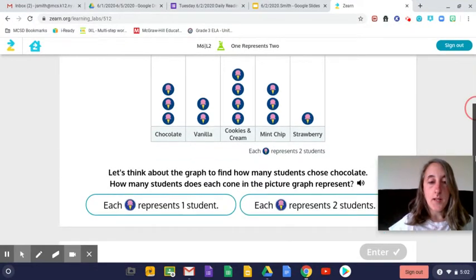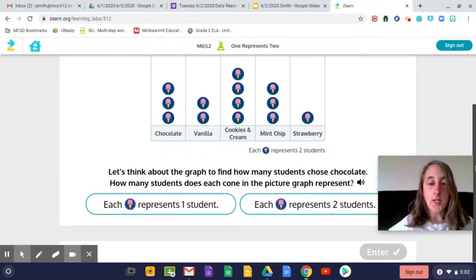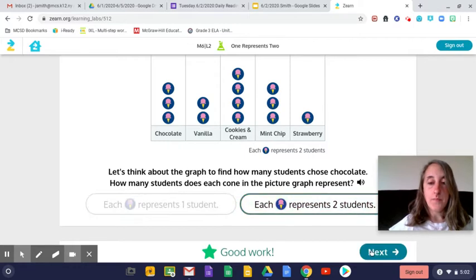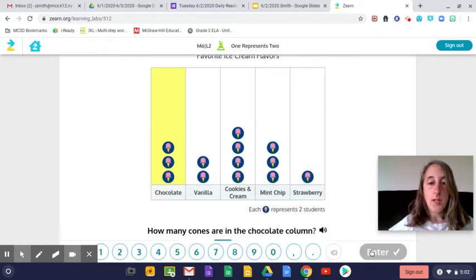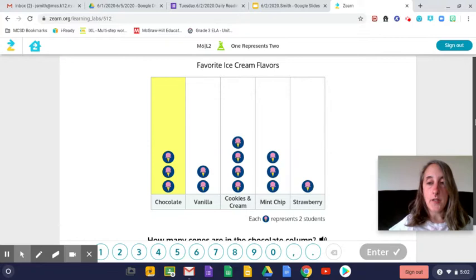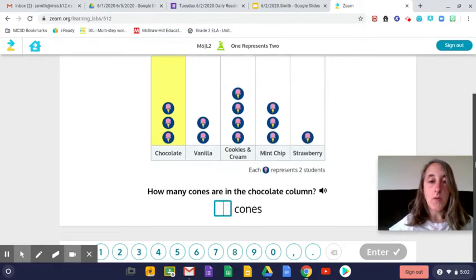Let's think about the graph to find how many students chose chocolate. How many students does each cone in the picture graph represent? Each cone represents 2 students. So how many are in the chocolate column? You just counted those with me. 2, 4, 6. Or 3 times 2 is 6.